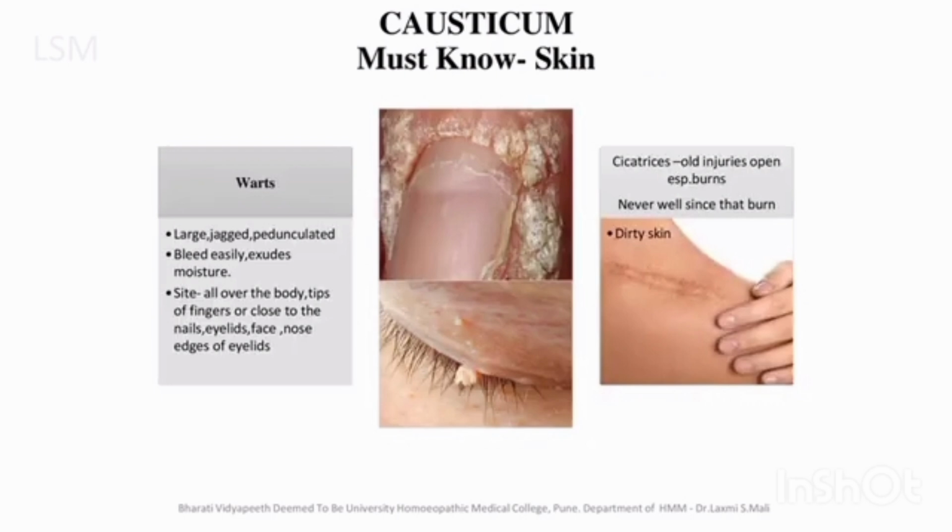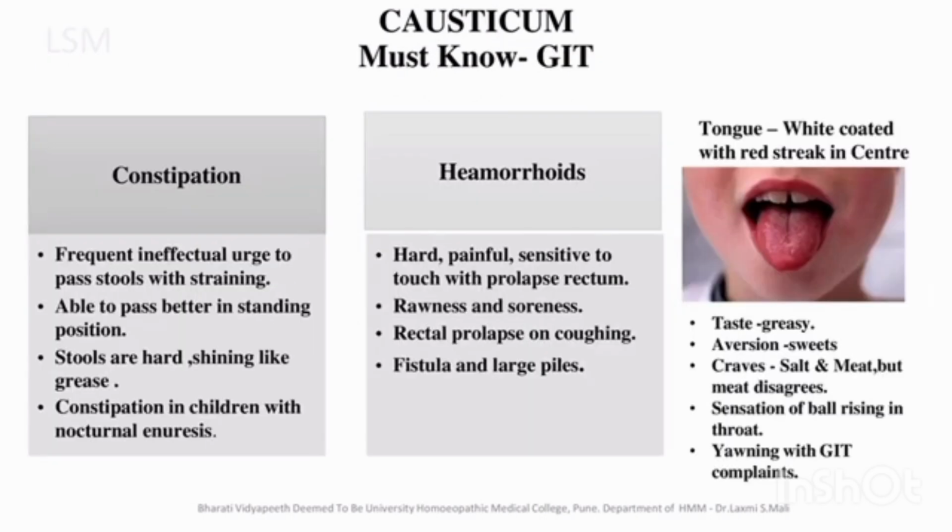There is also a history in Causticum of never well since that particular burn. Cicatrices or old injuries open up easily in Causticum, especially burns. They open up and they get infected. Causticum has a white coated tongue with a red streak in center and a greasy taste in the mouth. They have aversion for sweets. They crave salt and meat, but meat disagrees in Causticum.